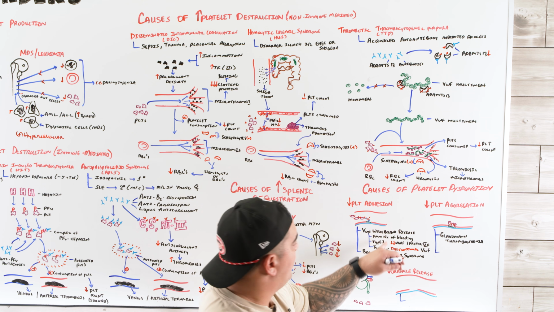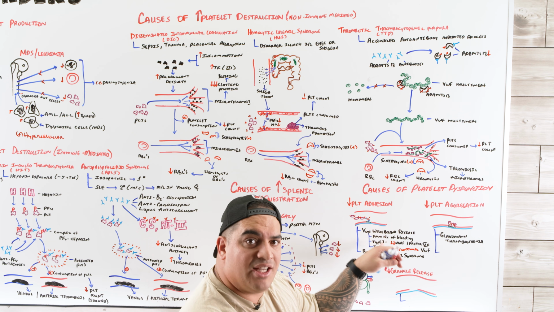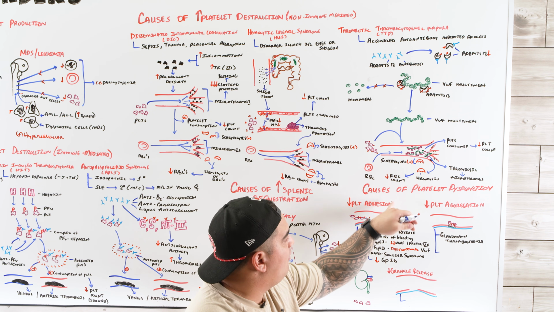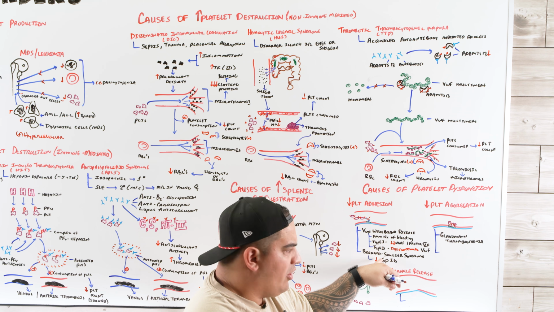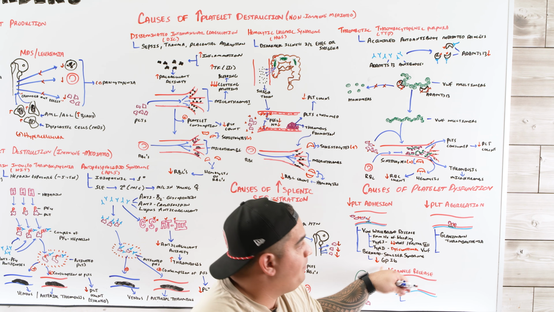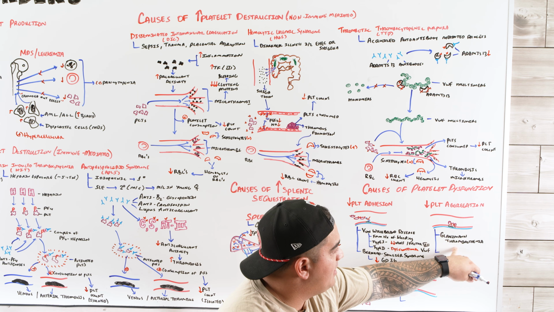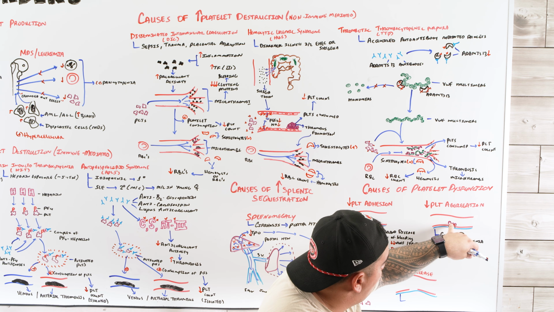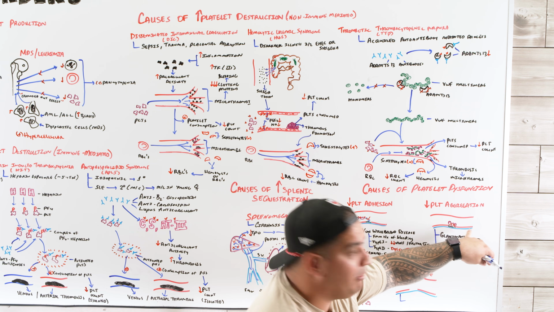Oftentimes, the most common one that you get tested on is von Willebrand. At least don't forget this one. It's the most common type of platelet dysfunction. Bernard-Soulier, all you really need to know is that there's a decrease in this GP1B, so it doesn't adhere. In platelet aggregation for Glanzmann thrombasthenia, you don't have the proteins to cross-link the platelets.